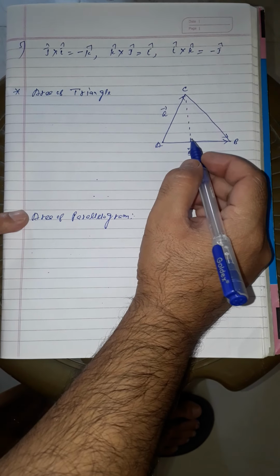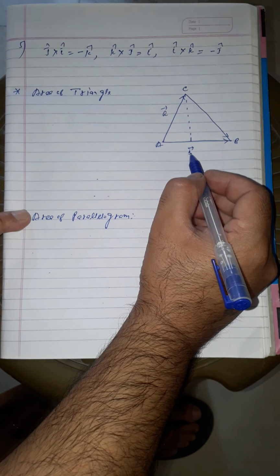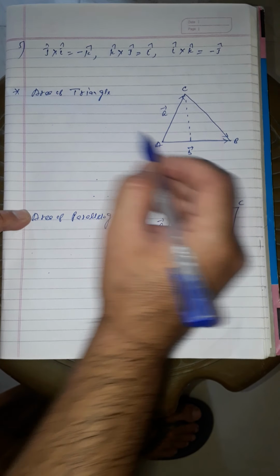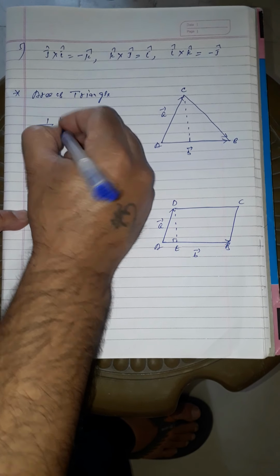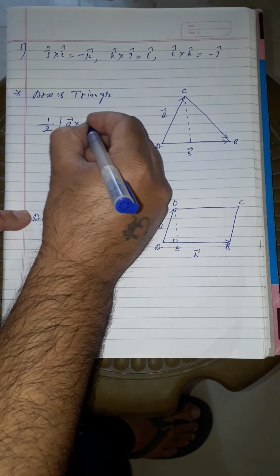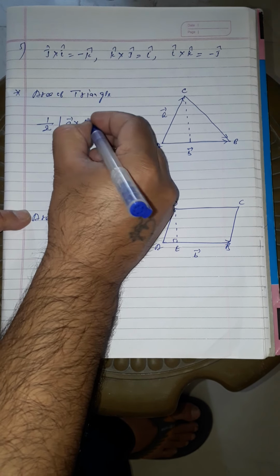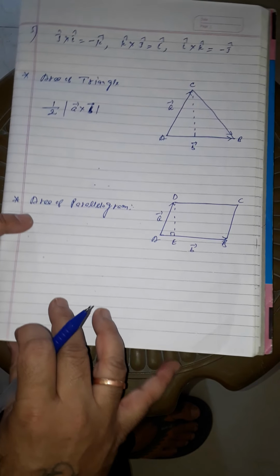If two vectors, vector a and vector b, are given as the adjacent sides of a triangle, then the area of the triangle will be written as 1 by 2 into the magnitude of a cross b.